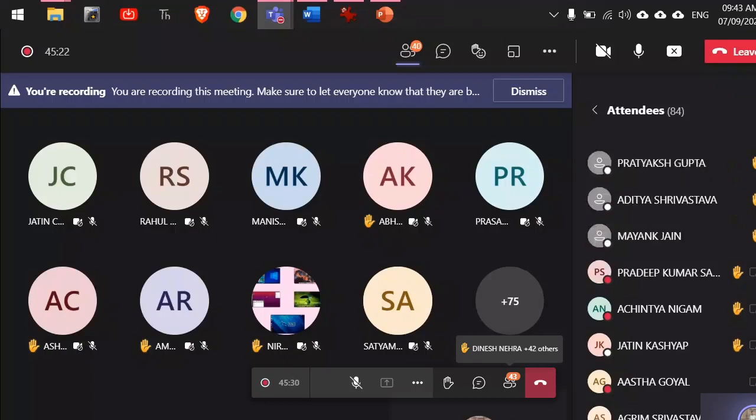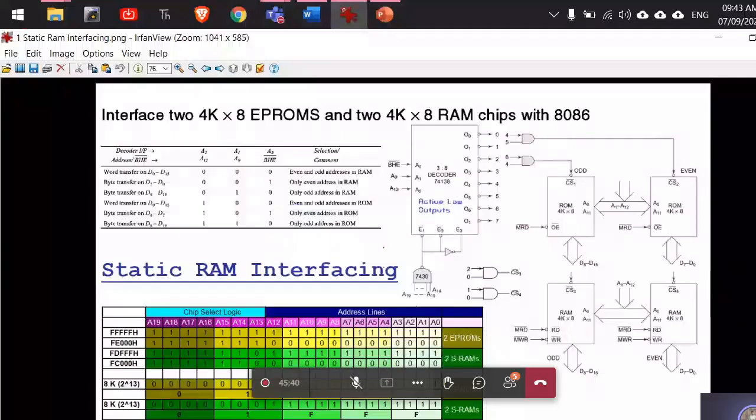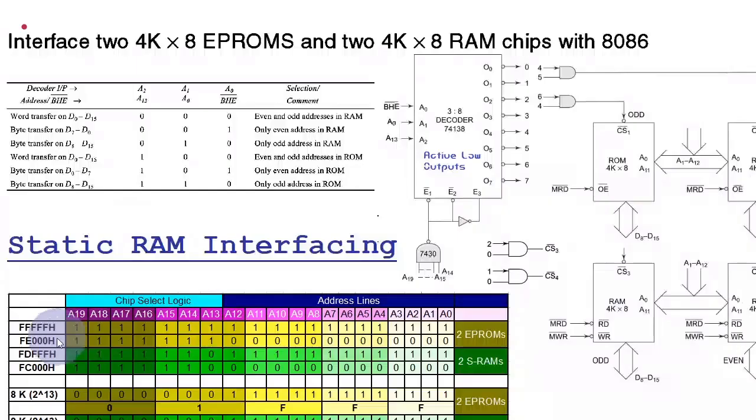So, any doubts in this slide so far about connection of memory chips in the form of odd and even banks to 8086? Any doubt in address decoding or how these addresses are selected and which address line is to be used? I think this is fairly simple, right? So if there are no doubts, I will move on to the next slide, which is this.